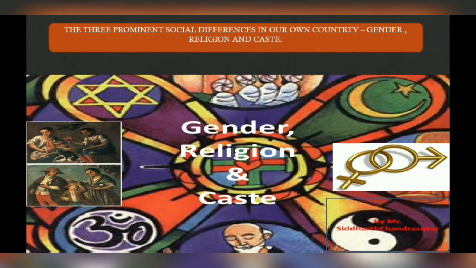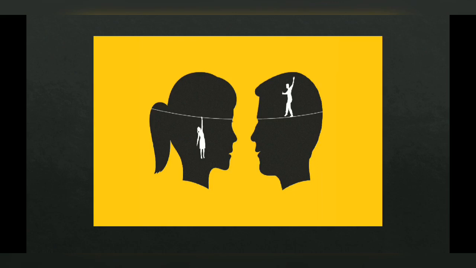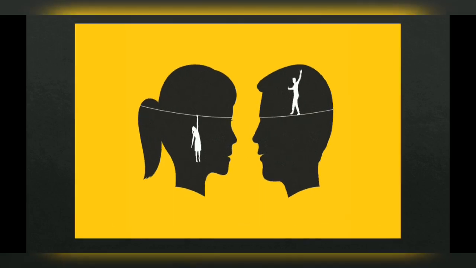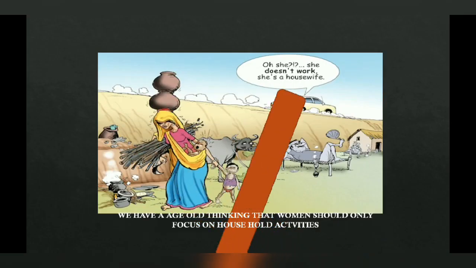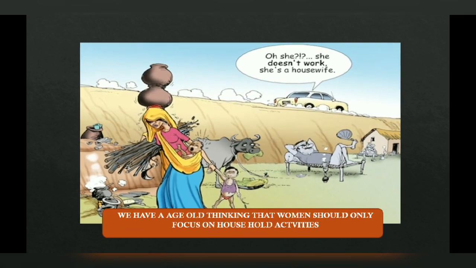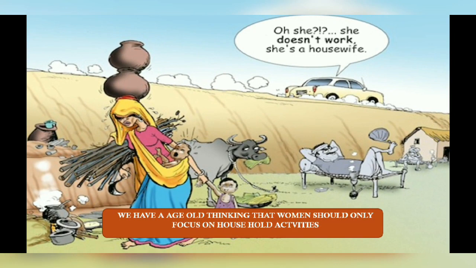gender, religion and caste. So in Indian society, we have a big gap between the male and the female, because we have an age-old thinking that man is superior to woman, and it is very evident in our ancient, medieval, as well as in our present day. We have division in gender as well, where woman is considered inferior and man is considered to be on a very high level. Because of these differences, we have so many injustices as well as crimes committed against women.